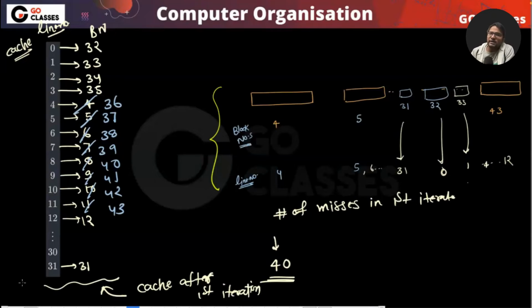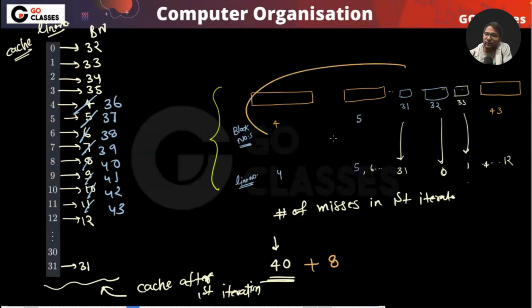Now during the second iteration, this 4 to 11 will be a miss, right? These will miss. So during the second iteration, 12 to 31 and then 32 till 35 will be a hit. But how many misses will be there? This will be 1, 2, 3, 4, 5, 6, 7, 8. So 8 misses will be there, right?